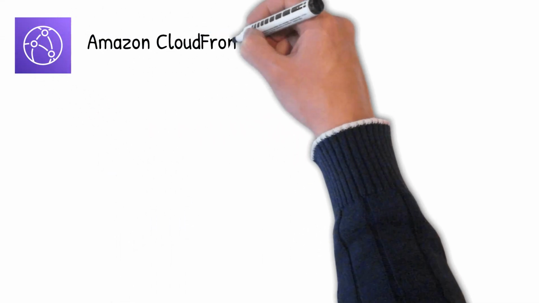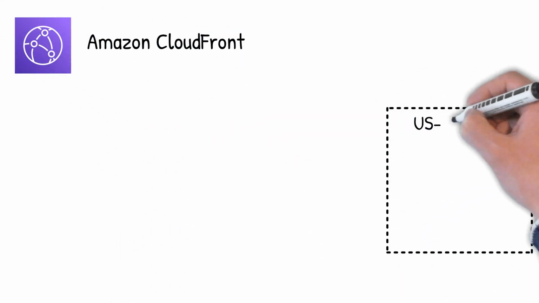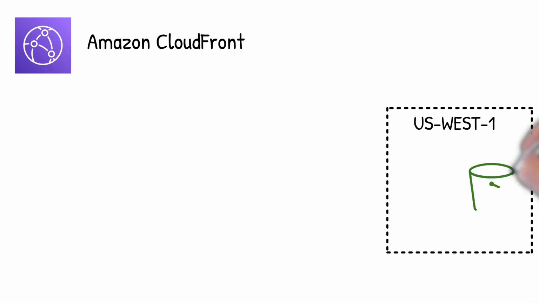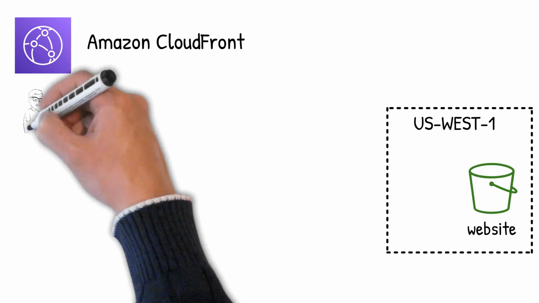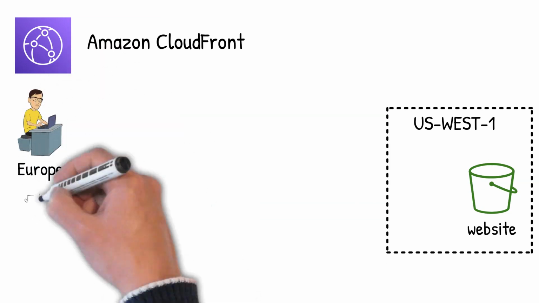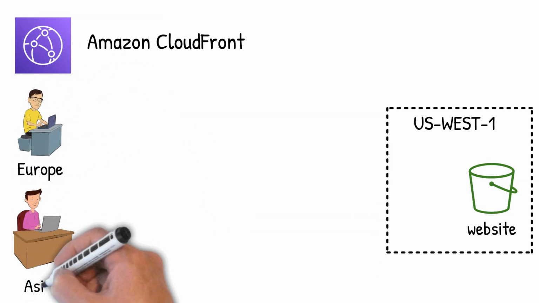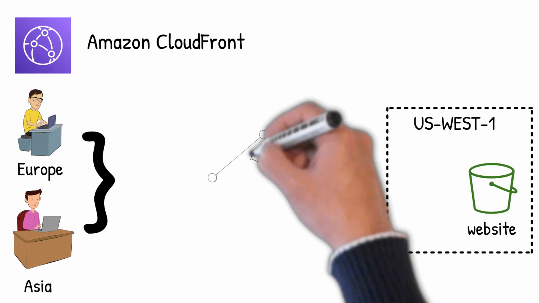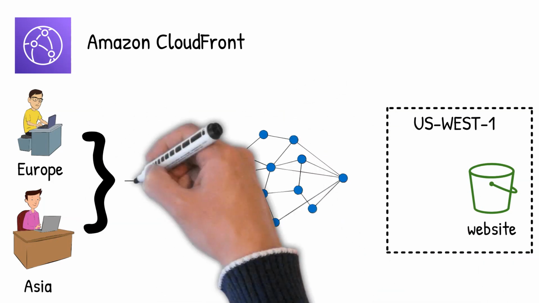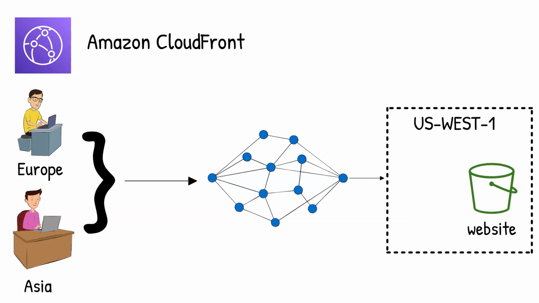Amazon CloudFront. Suppose you're hosting a website in an S3 bucket in the US West 1 region. Whoever accesses your bucket from Europe or Asia may experience higher latency because the traffic will be routed via the public internet.